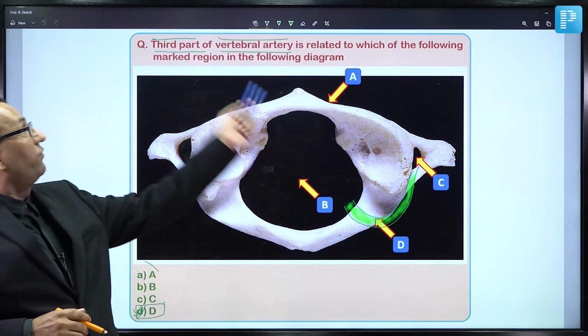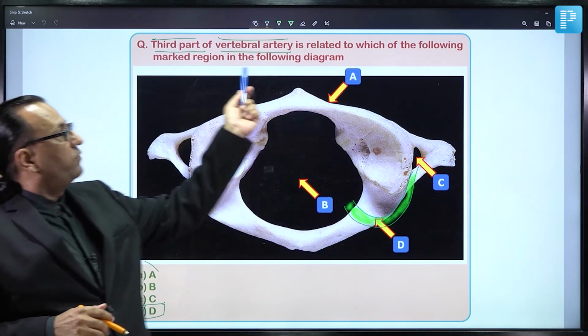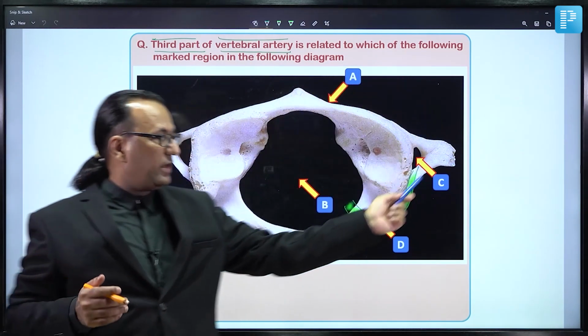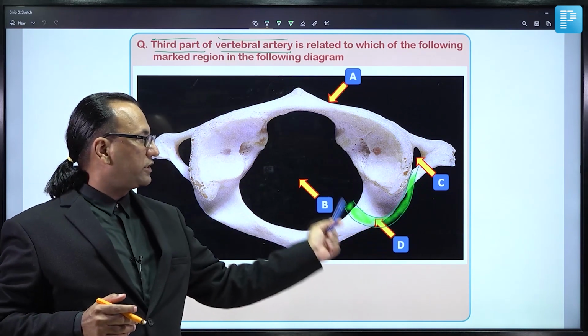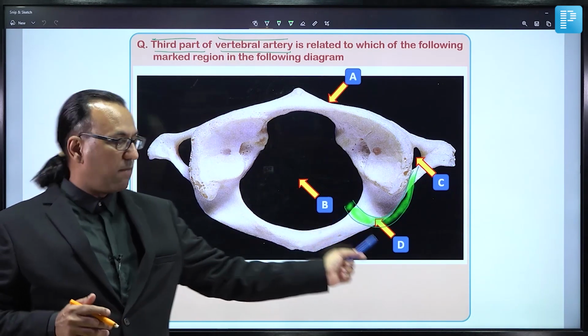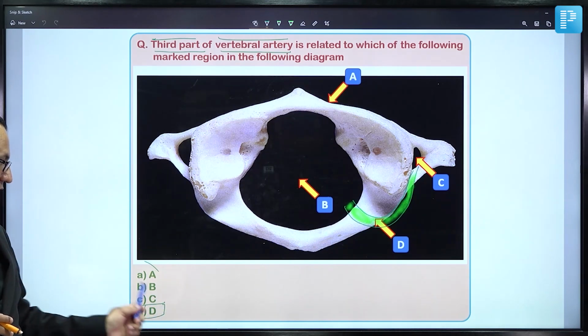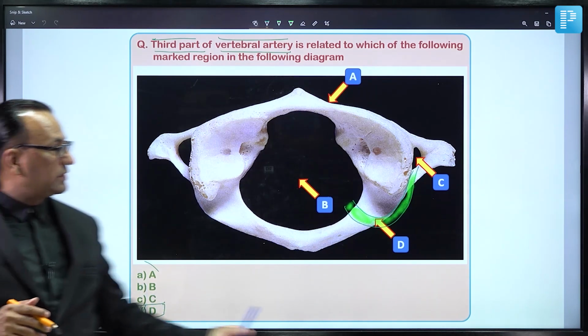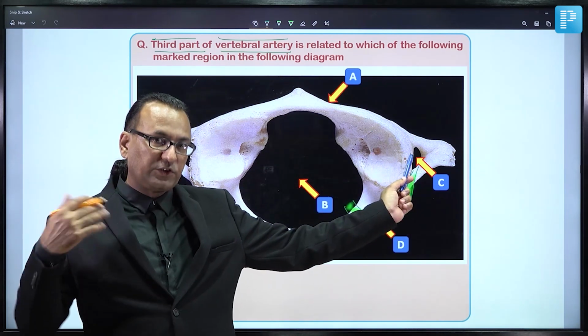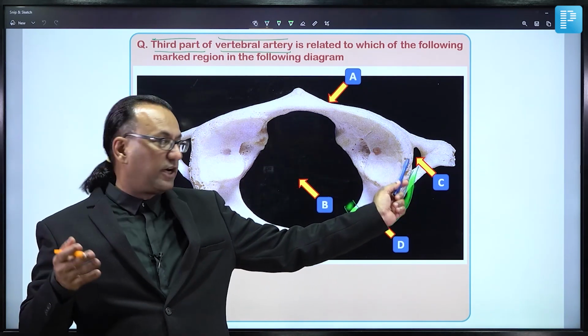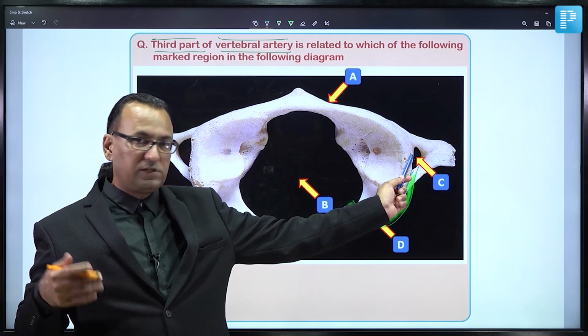And obviously, if you are talking about the third part of the vertebral artery, the best answer will be the superior aspect of the posterior arch of the atlas vertebra, marker D. If marker D is not given, you may take your answer as marker C as well, because that is the point where the second part of the vertebral artery is changing into the third part of the vertebral artery.